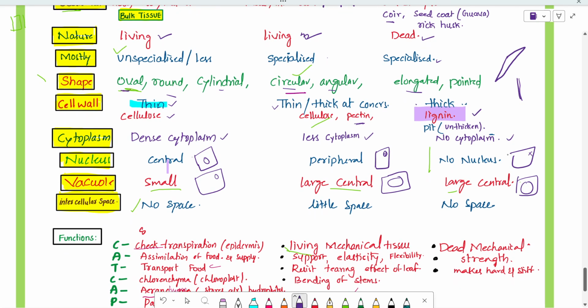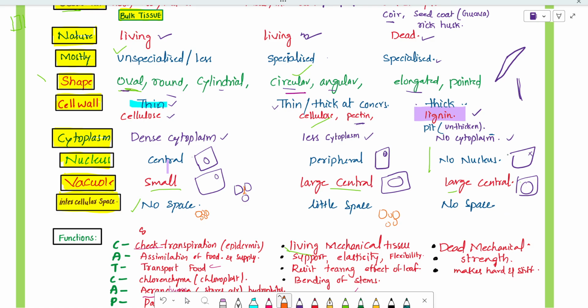Now, one more point. Here this is a cell, here this is a cell, here this is a cell. Now there is a little bit of space I left between the cells. That space is called intercellular space. In the parenchyma there is no intercellular space, which means all the cells are closely packed. Whereas collenchyma has a little intercellular space, and in the third tissue, sclerenchyma, there is no intercellular space. Okay.